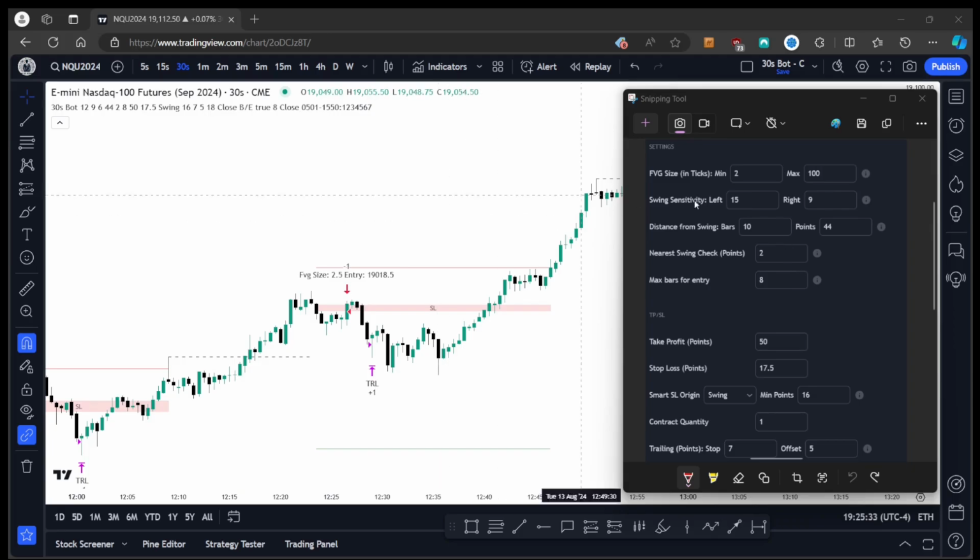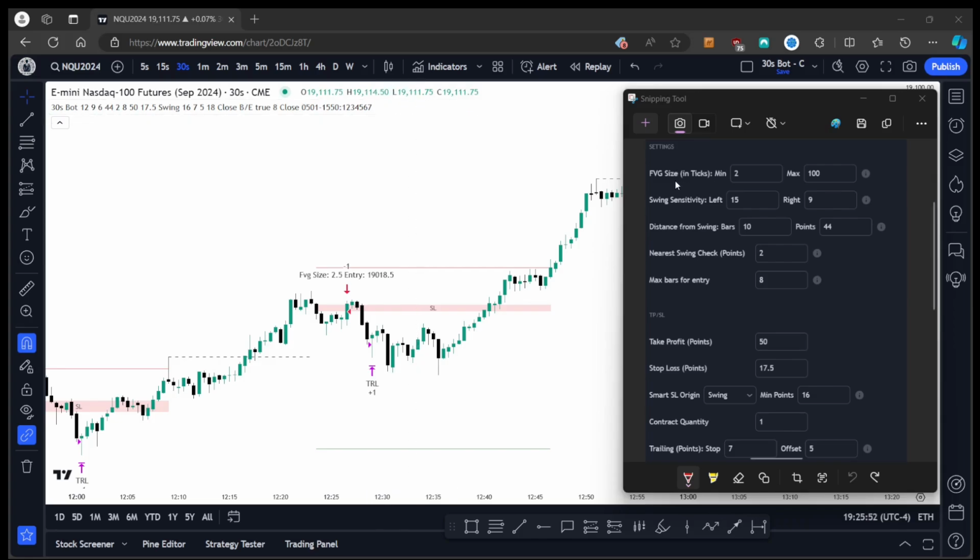I've taken a screenshot of all the settings just so it's easier to talk about them and see them in the chart. The settings for reference are available by clicking on this little gear icon inside TradingView next to the 30-second bot strategy available there.